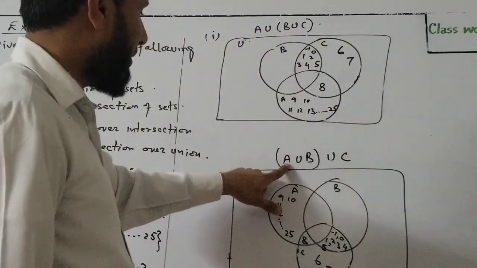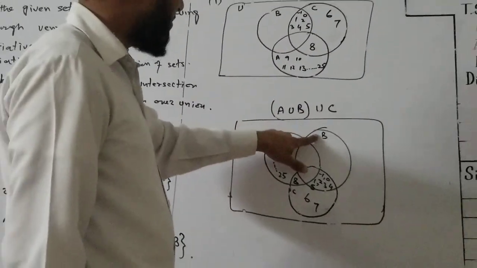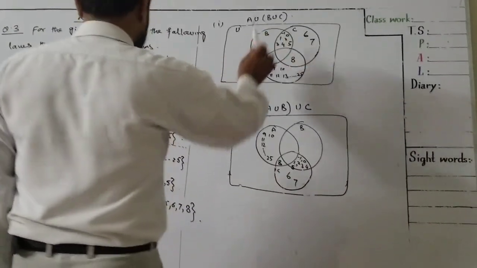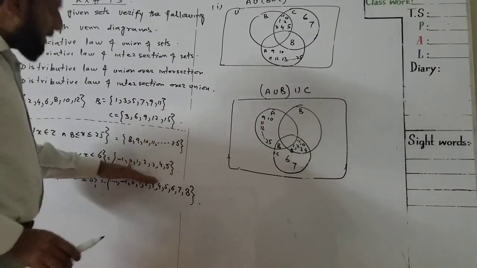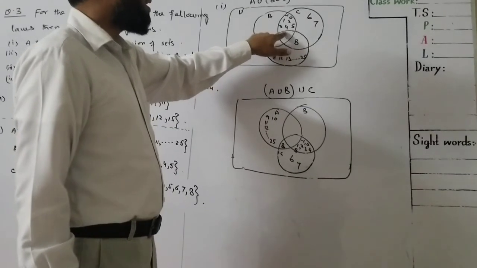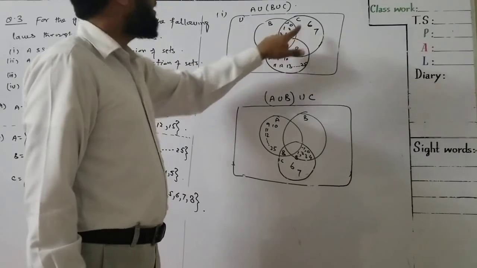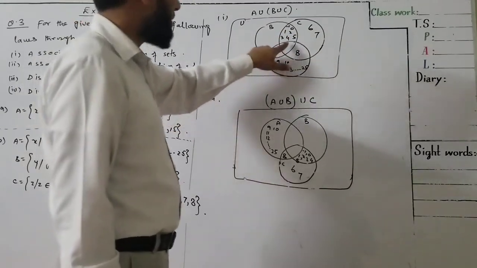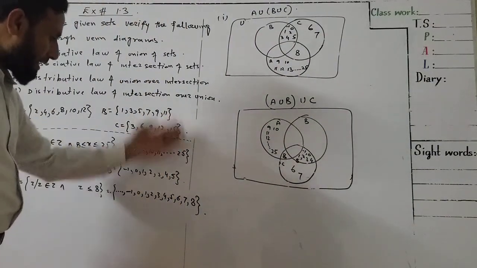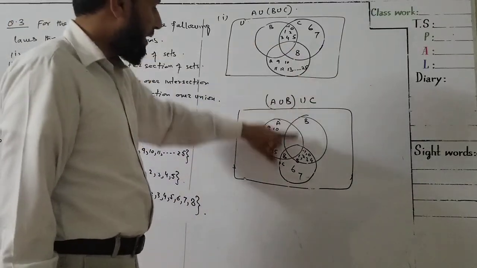On the other hand, for A union B, the diagram of A union B will be made first with A and B, and then the union with C will be made last. So the elements which are common in A, B and C are written in the portion which is common to A, B and C. This is the common region of these three sets, but no number is common in these three sets. No number is common, so that's why this region is empty in both cases.